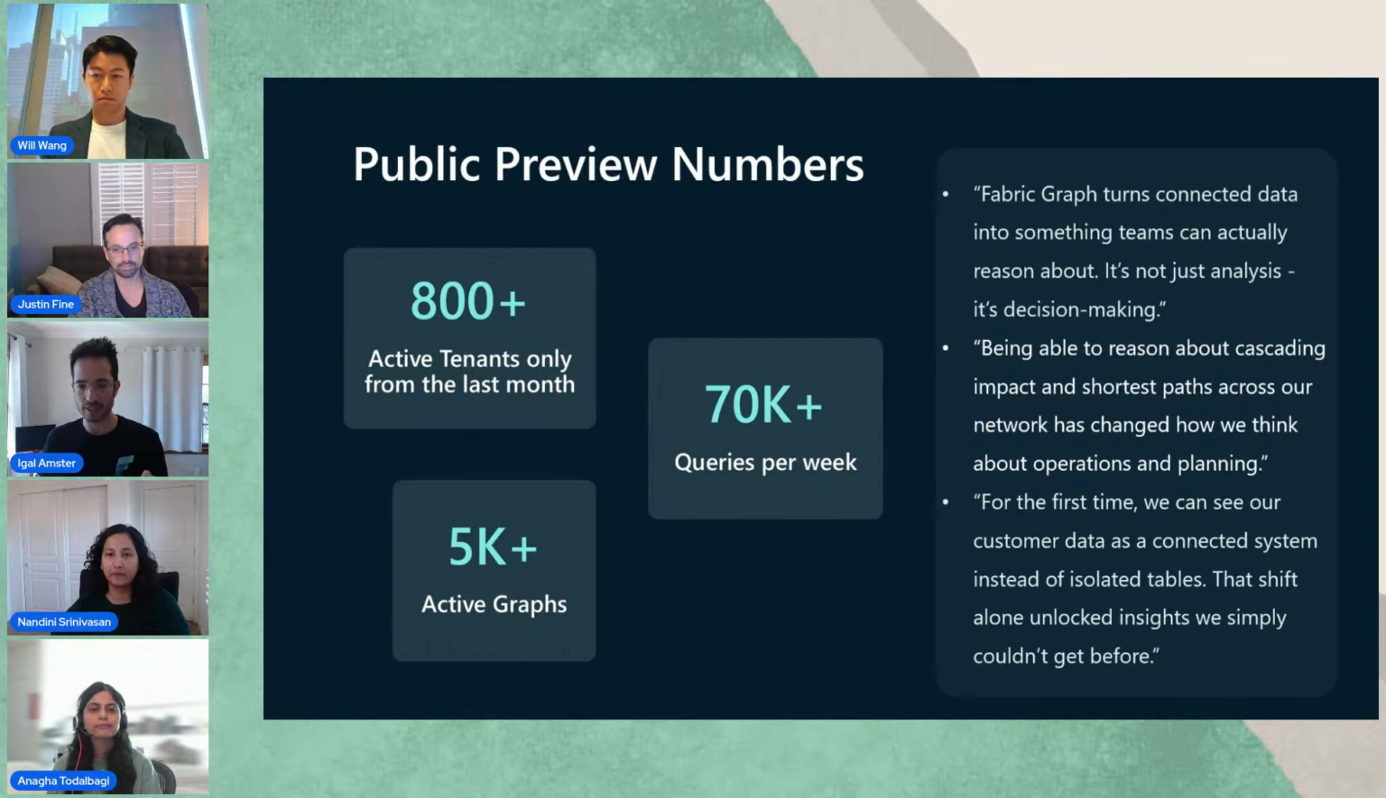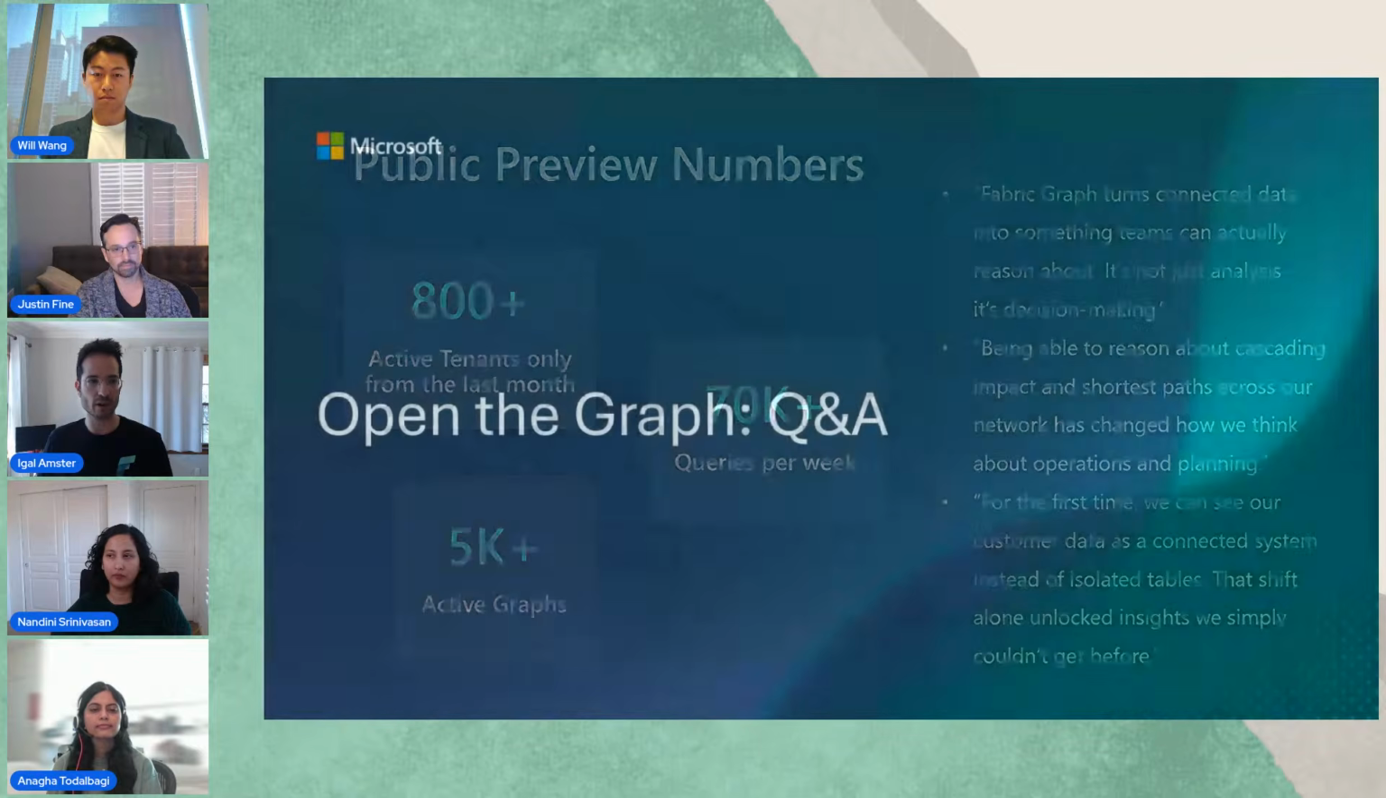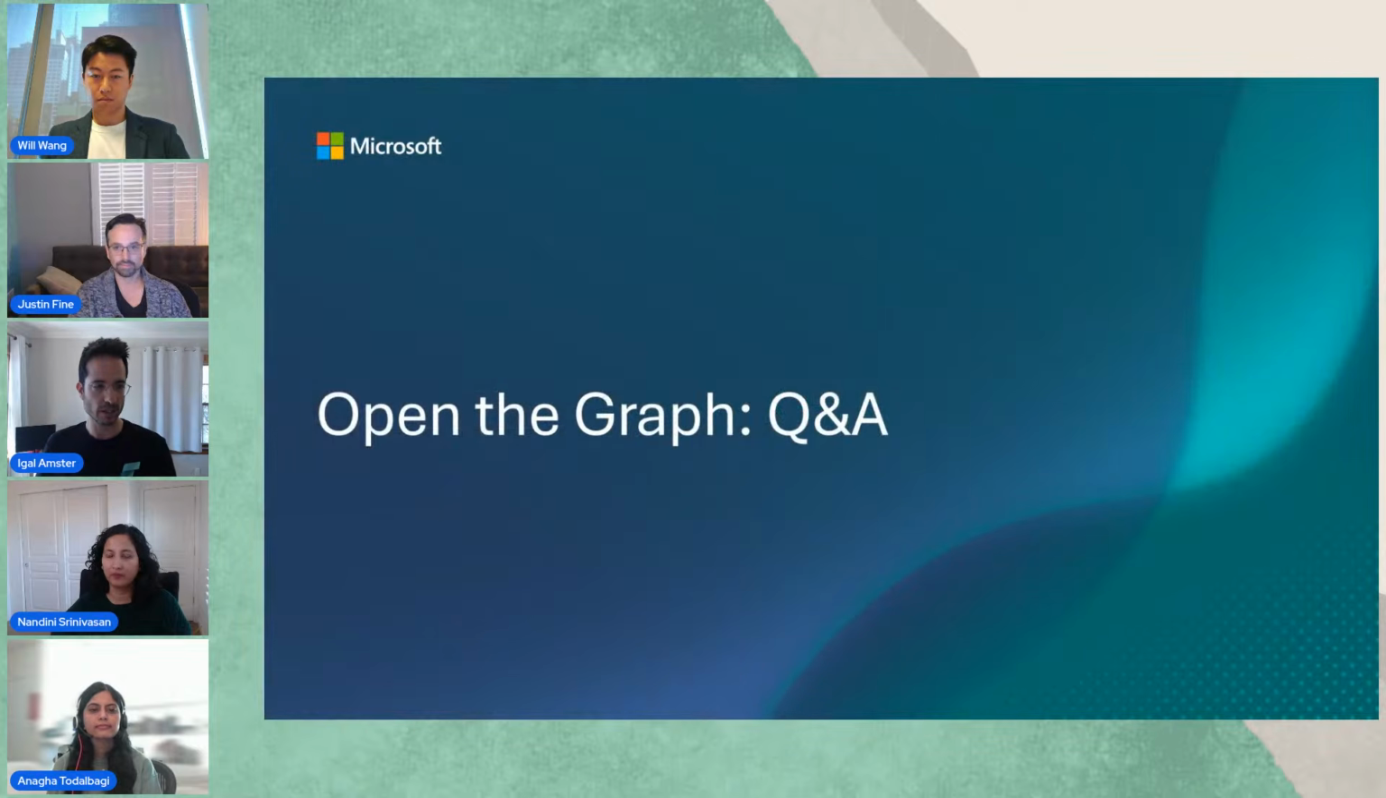But the real signal is actually what customers are saying, and it's across the board. Many industries, we have customers from almost every industry that we could think of, and everybody is saying that they really get it, like the impact paths decision, not just the reports. So with that, I think we're ready for the main course, which is the questions and answers.